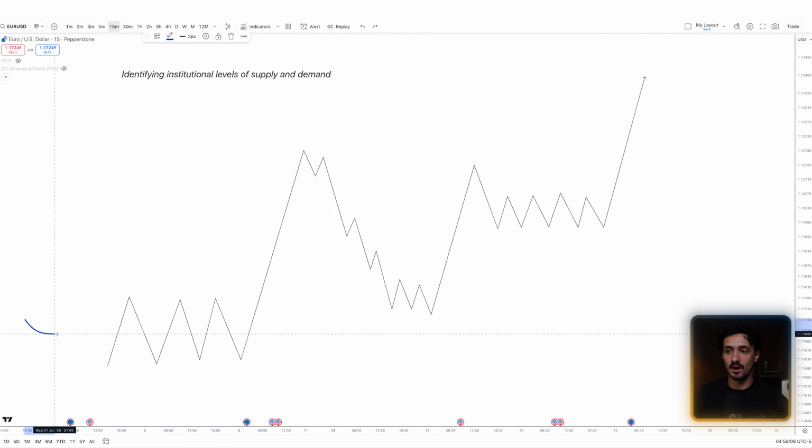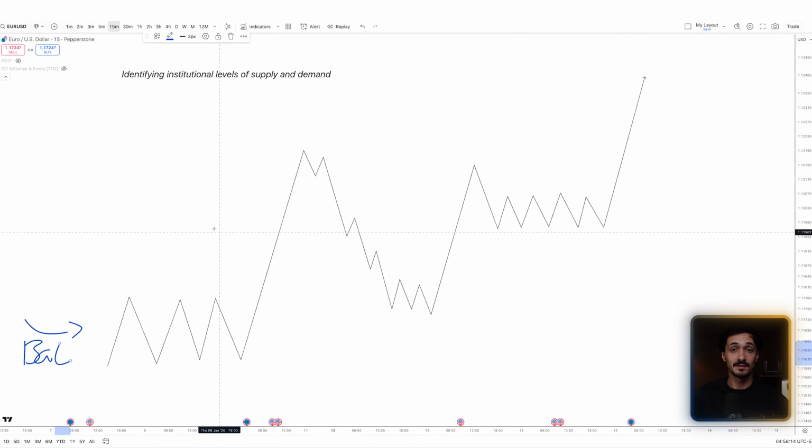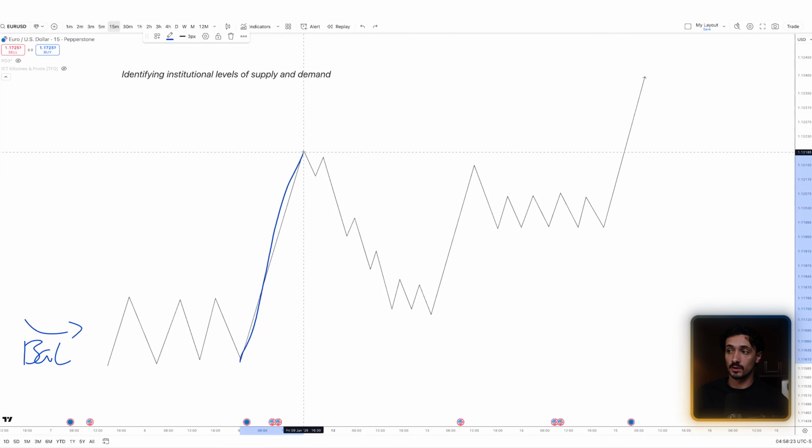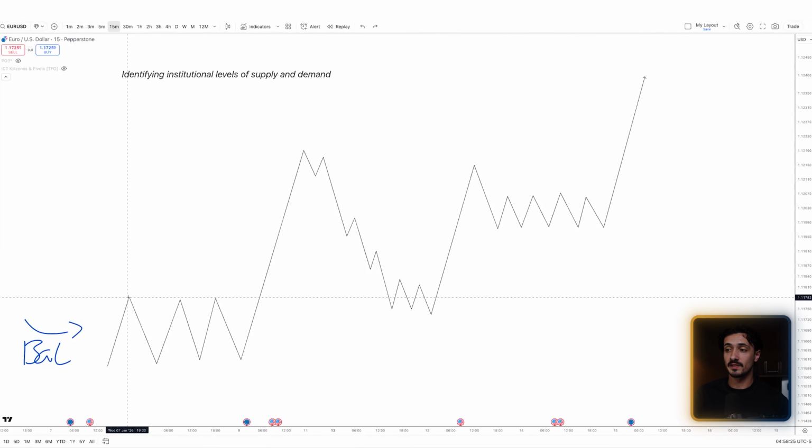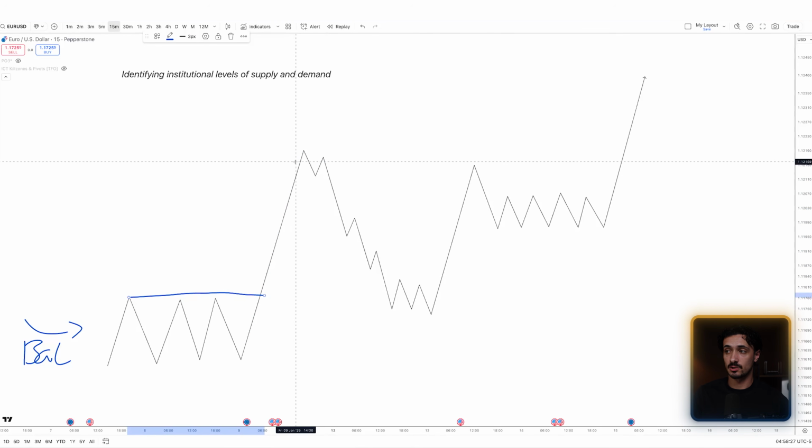This is an area of balance, right? When price is like this, it is usually an area of balance. And then what happens? Out of nowhere, price aggressively runs in one direction, completely moving out of balance and into expansion.